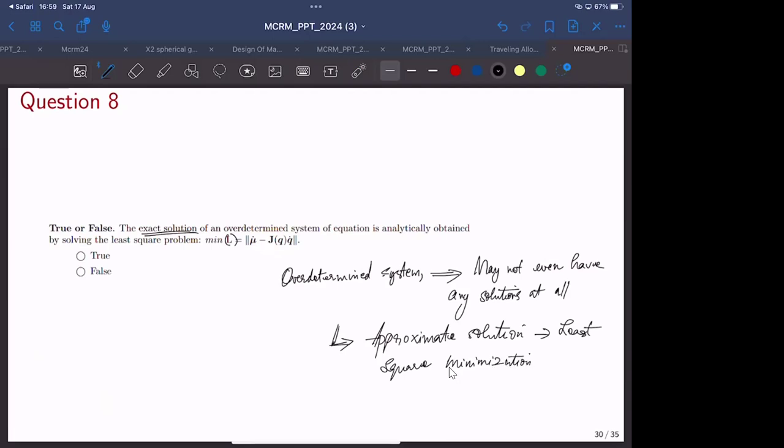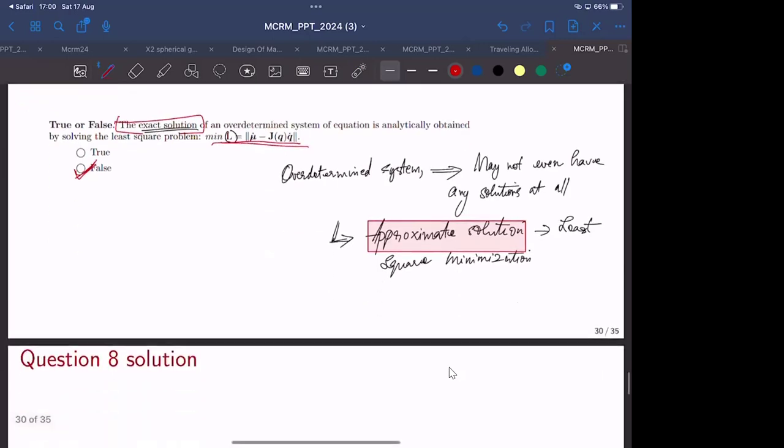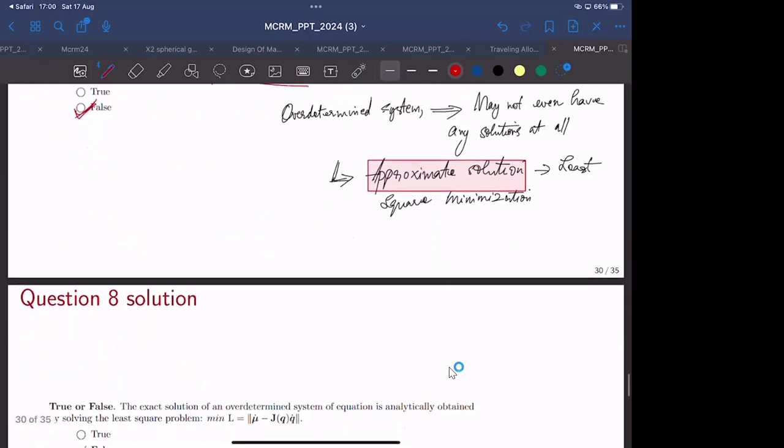Right? And the keyword to look for here is that we can only have an approximate solution. It's not an exact solution. But the question here says we can actually have an exact solution. So that makes this indeed a false statement, because whatever we obtain through minimization of the least squares of these two vectors is only an approximate solution. So that is that.